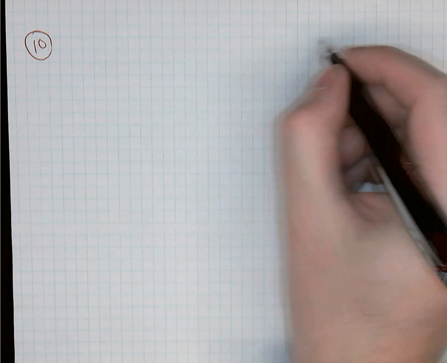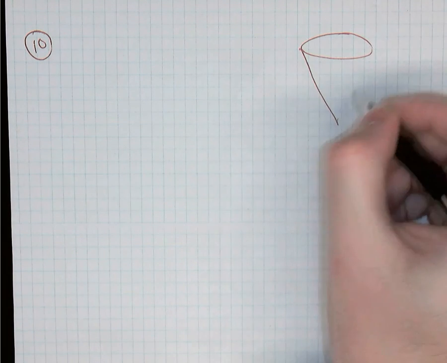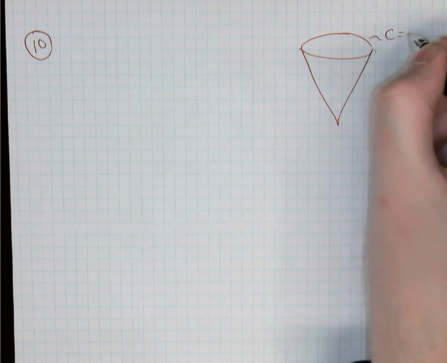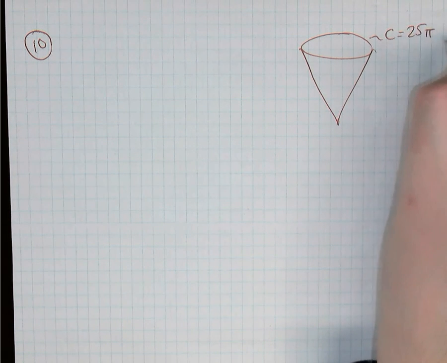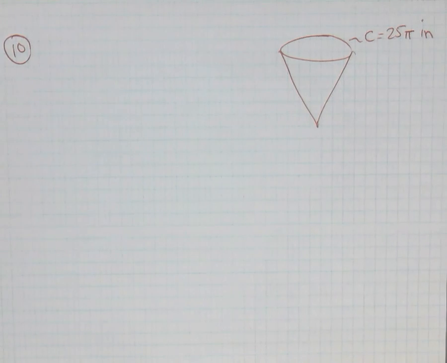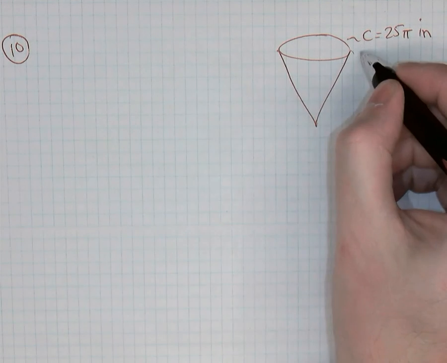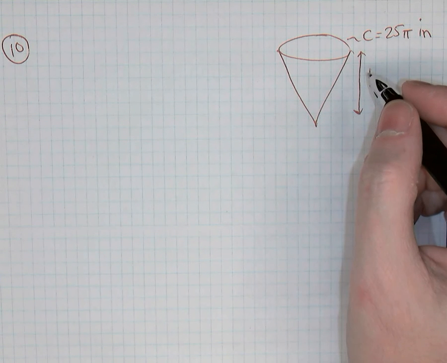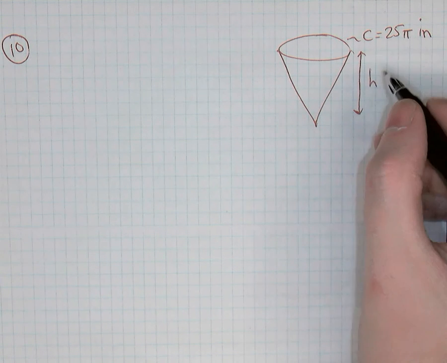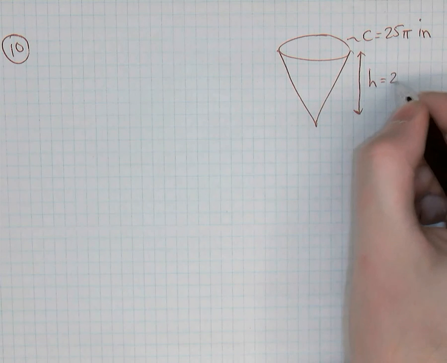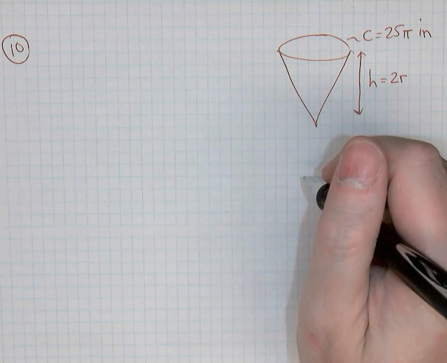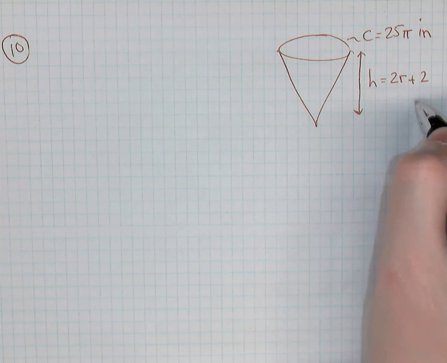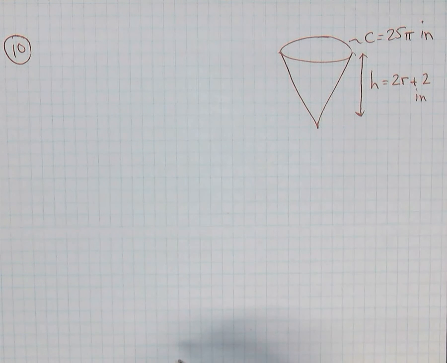Maybe a picture would help here. We have a cone, and we're told the circumference of the cone was equal to 25 pi inches. And we're told that the height of the cone, kind of strange, 2 inches more than twice the radius. Well, twice the radius would be 2r, and 2 inches more than that would be plus 2. There we go. There's the height.